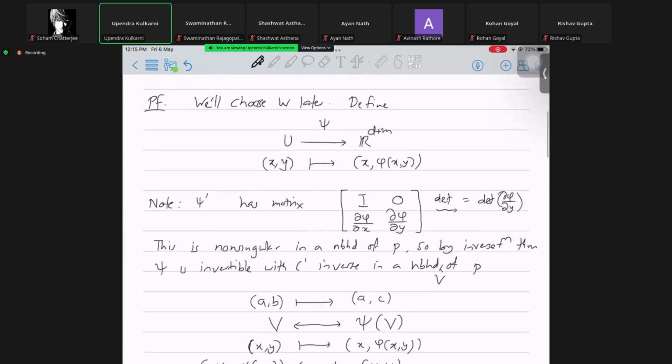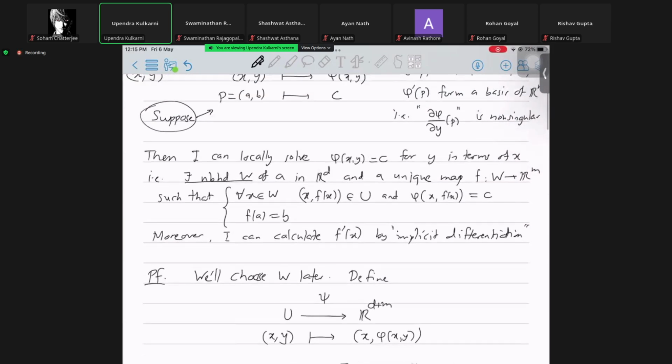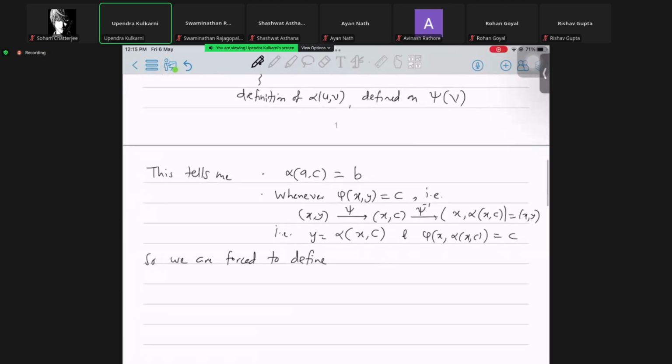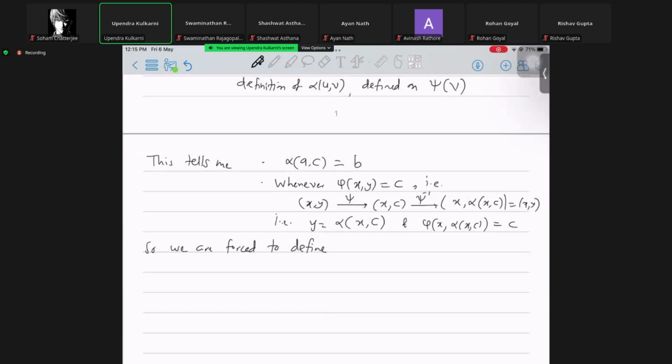Remember what we wanted to do. We wanted to solve phi of x comma y equal to c for y in terms of x. So whenever phi of x comma y is equal to c, I should be able to tell what y is in terms of x. Now look at this equation over here. What is this telling me? We are forced to define f of x to be y, to be what? Alpha of x comma c.